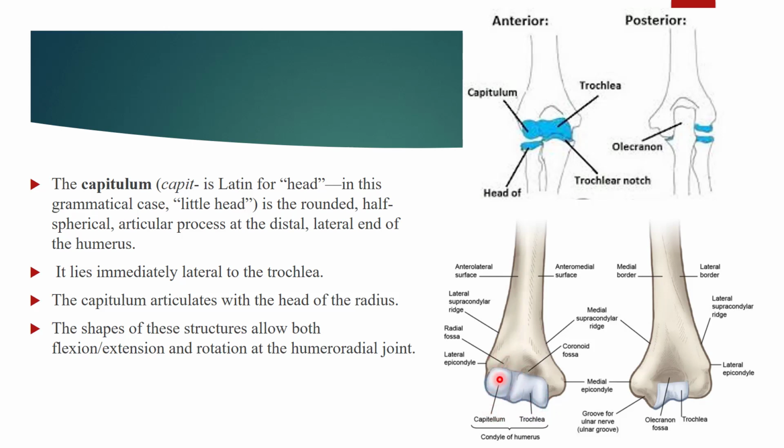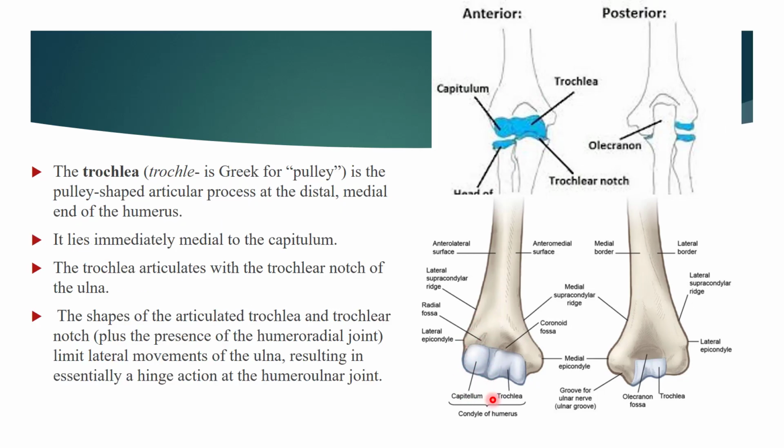The capitulum is a little head. It is a rounded, half spherical, articular process at the distal lateral end of the humerus. It lies immediately lateral to the trochlea. The capitulum articulates with the head of the radius. See here in this diagram, it is articulating with the head of the radius to form the elbow joint. The shape of these structures allows both flexion and extension and rotation at the humeroradial joint. So this is the capitulum of the humerus. The trochlea, see here, this is the trochlea.